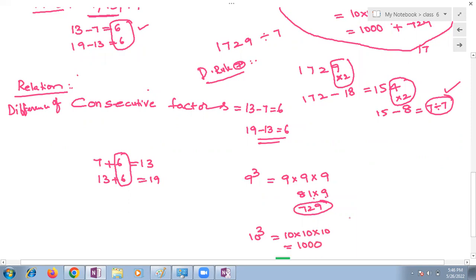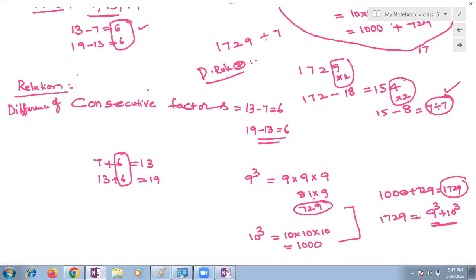If you add these two numbers, 1000 plus 729 gives 1729. How are you expressing this number? 1729 can be expressed as 9 cube plus 10 cube, the sum of cubes of consecutive numbers. That's why I'm telling you that.